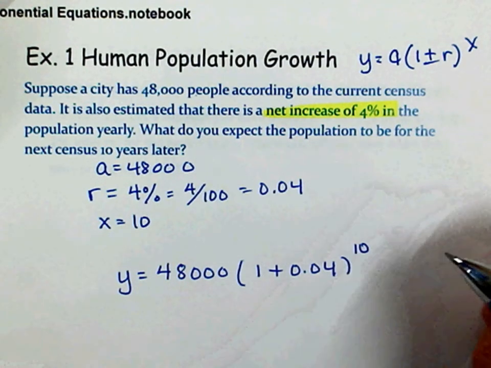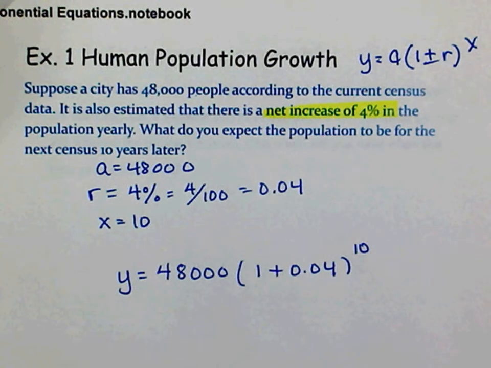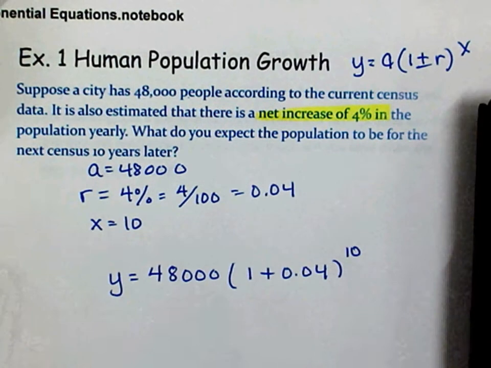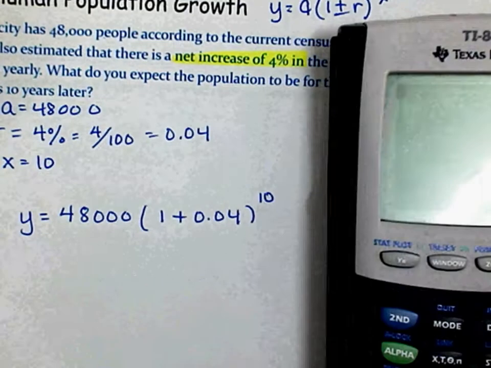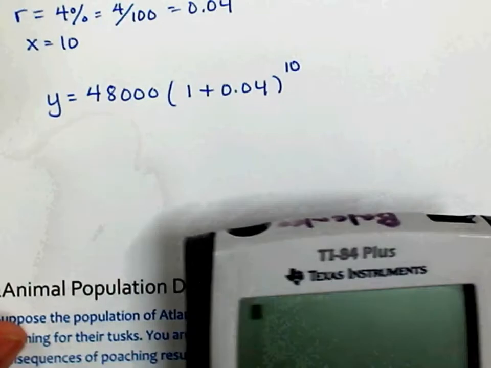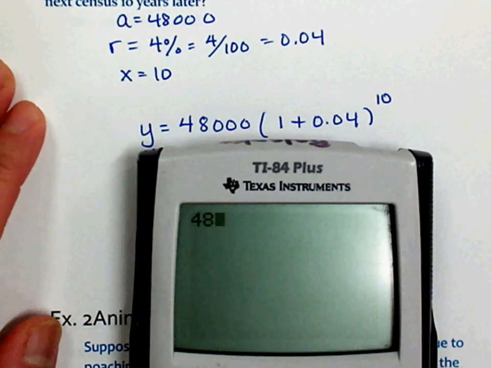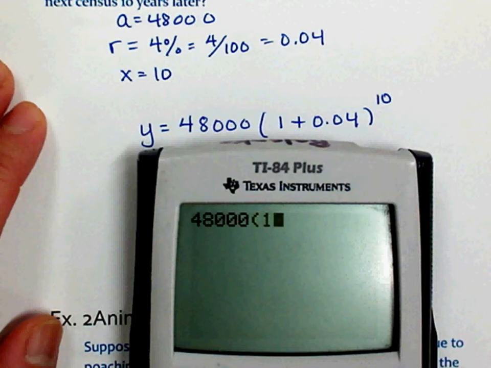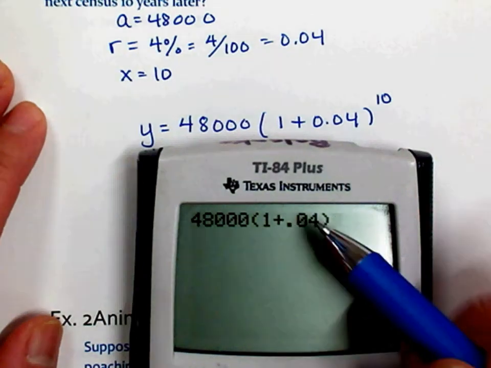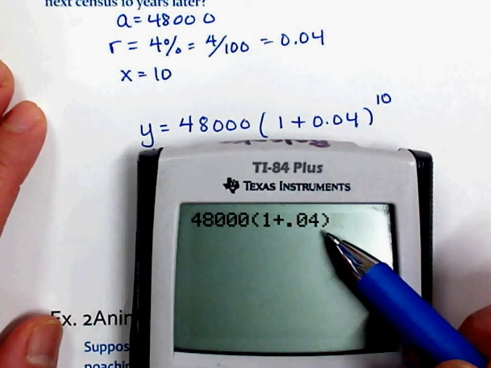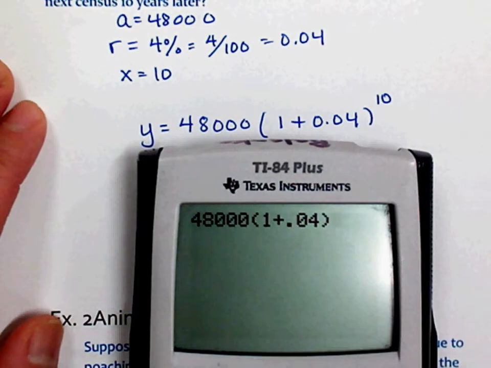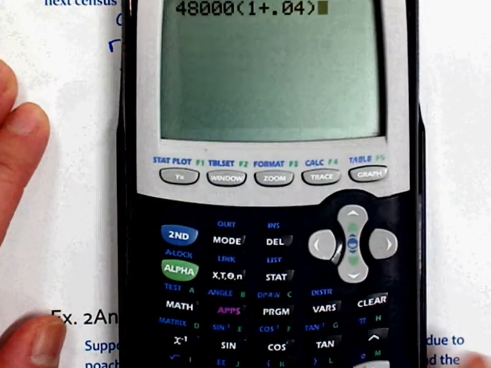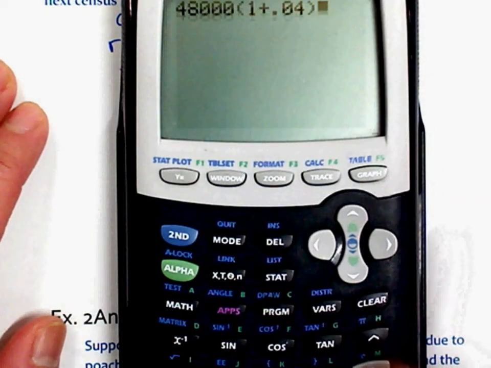All right, you will need a calculator for this part. So let's take a look. All you have to do, you got all the information you need, so just type it in. 48,000, 1 plus 0.04. You need to convert that to a decimal out of percent, raised to, and here's the caret button that you do raised to, right there, okay, to 10.